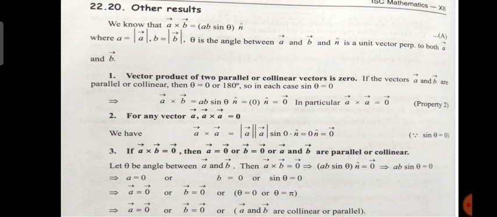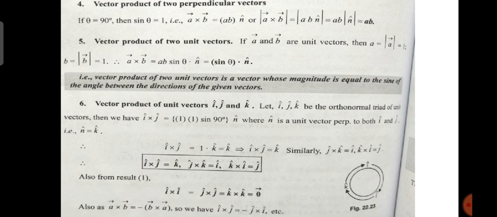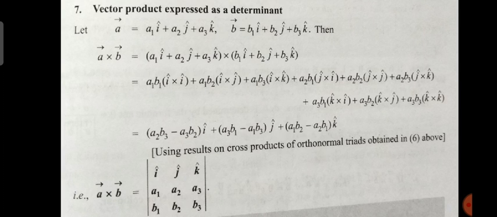And some other results have been given. The vector product of two parallel or collinear vectors is 0, and vector A cross vector A is 0. Next is the vector product of two perpendicular vectors, which I will define, and the vector product of unit vectors i cap, j cap and k cap.